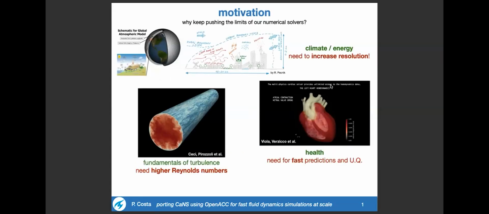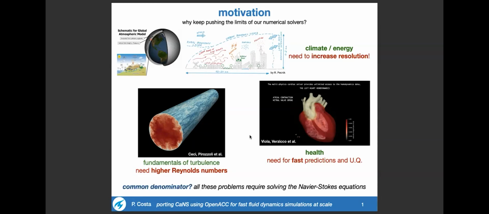So why do we bother to keep pushing the limits of our numerical solvers? Maybe this doesn't need to be motivated for this audience, but of course, in climate and energy, we need to keep increasing the resolution of the systems we are simulating. So we rely less and less on modeling assumptions that are often questionable and decrease the reliability of our predictions. But also in health applications, we often need not only to simulate large domains, but to do it fast. And even for the relatively simple case of turbulent water flowing in a circular pipe at high speeds, there are some questions about the nature of the turbulent flow that remain elusive.